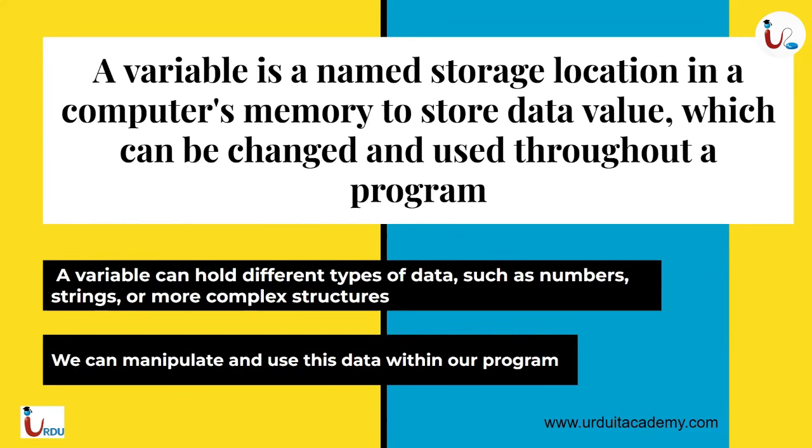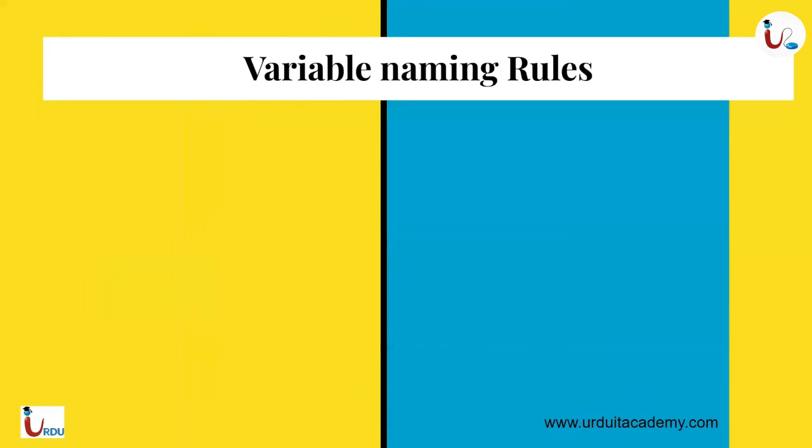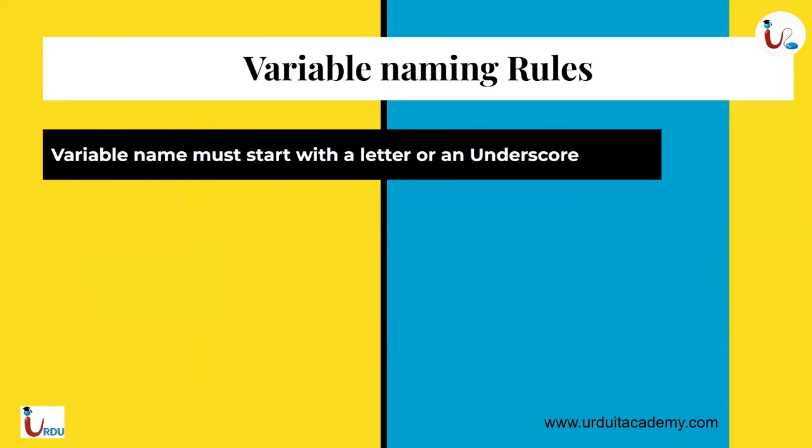Okay. So we can manipulate and use this data within our program, which means whenever we are writing number equal to 5, that value 5 we can use in our code, right? For multiplication, division, or any other purpose, we can use it. Okay. Now, whenever we are creating a variable, always remember we have to follow something called variable naming rules. It's very mandatory. So there are some rules.